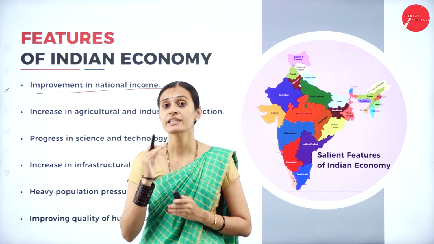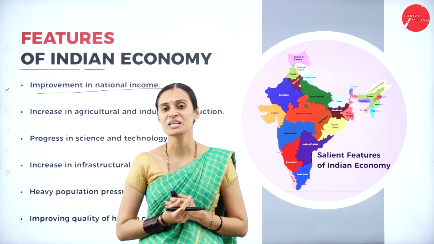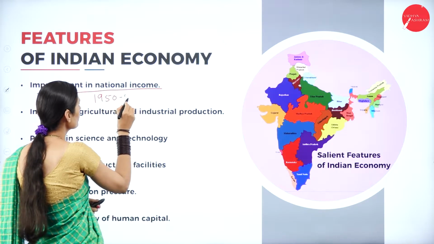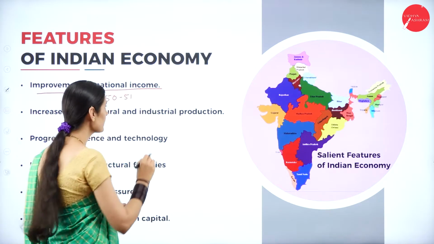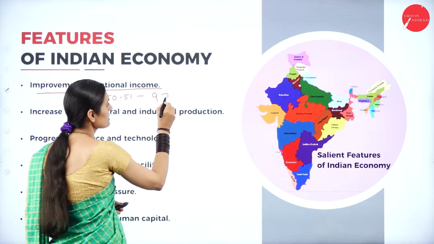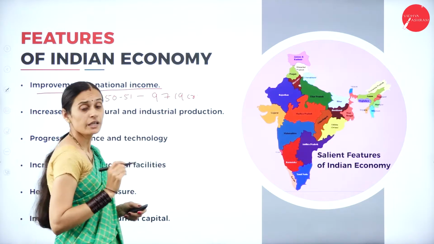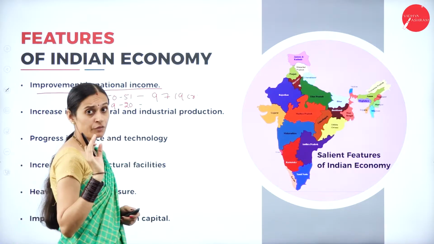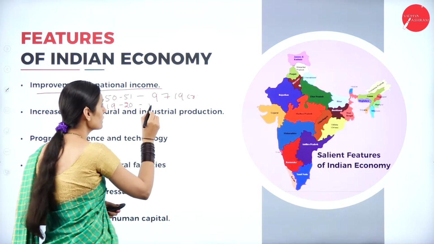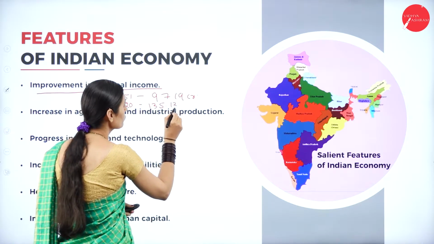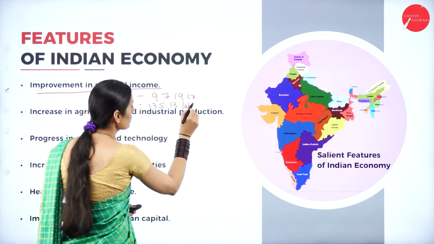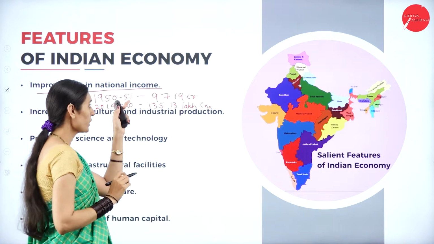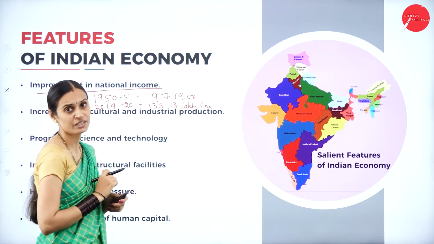We are improving in national income. What is the evidence for improving national income? If you consider 1950 to 51, our national income was 9,719 crores. In 2019-20, our national income is 135.13 lakh crores. So, it is highly increasing in national income.